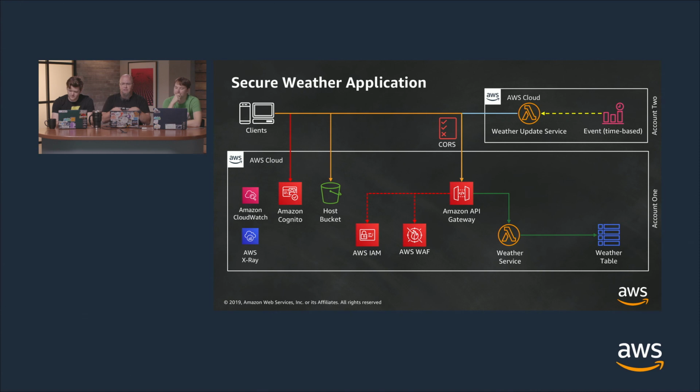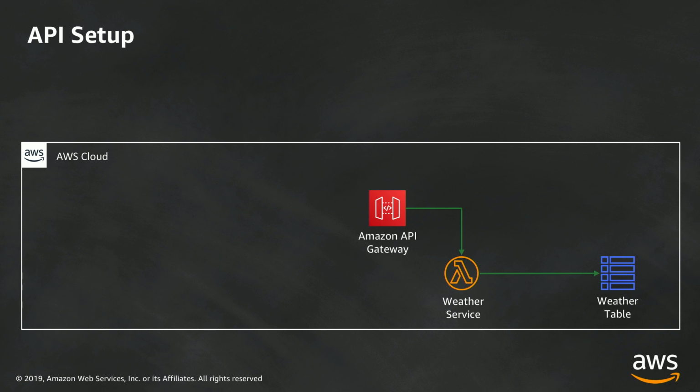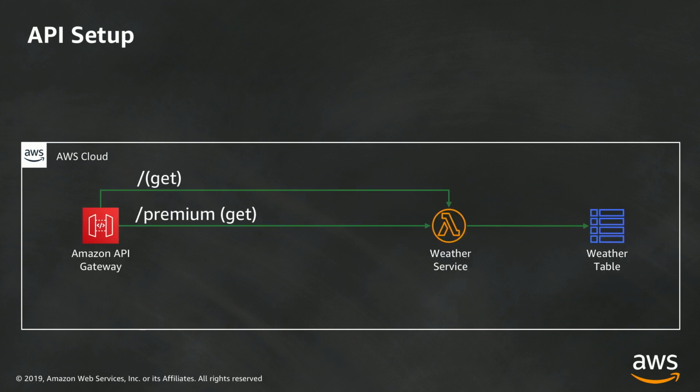So if you remember, we've been building this secure weather application where basically you can hit it unsecured or secured, and you get back weather data for the zip code. Real simple, nothing flashy. But you kind of see the ideas we've talked about. We've worked through WAF, IAM, authorizers, Cognito, host buckets, different things like that. But what we want to concentrate on today is really this area, the API gateway connecting to the weather service.